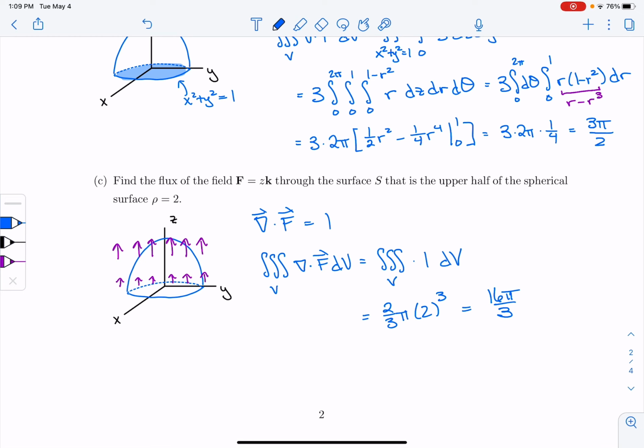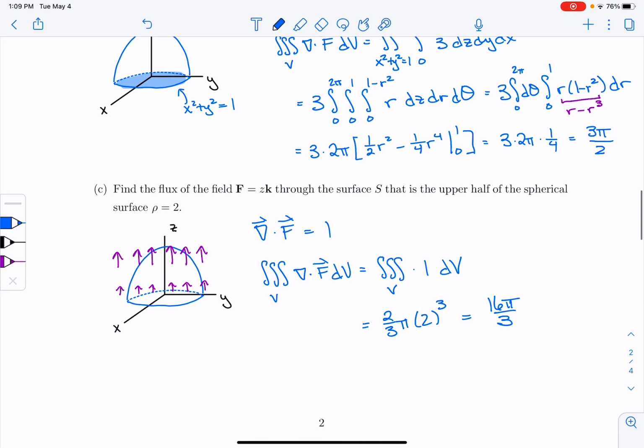And again, it was much simpler to do this divergence integral than to do the surface integral that gives the flux through the surface of that hemisphere. So hopefully this demonstrates the power of the divergence theorem. When you're working with flux through a closed surface, it is much easier to do a triple integral over the volume than to do a surface integral, or possibly several surface integrals.